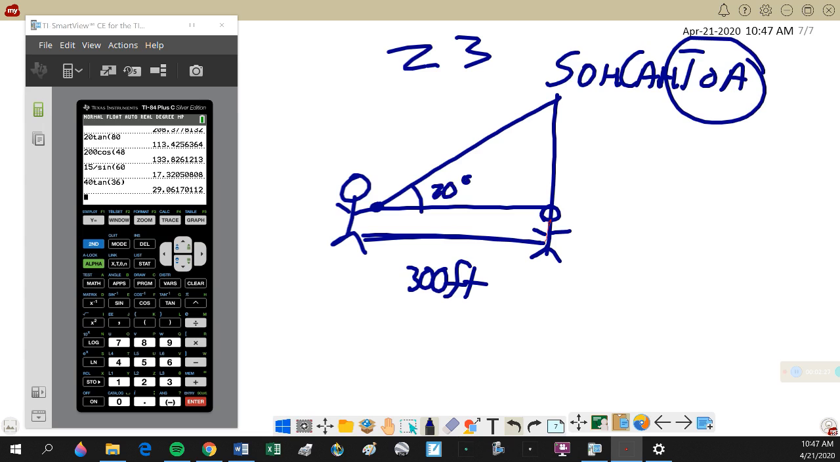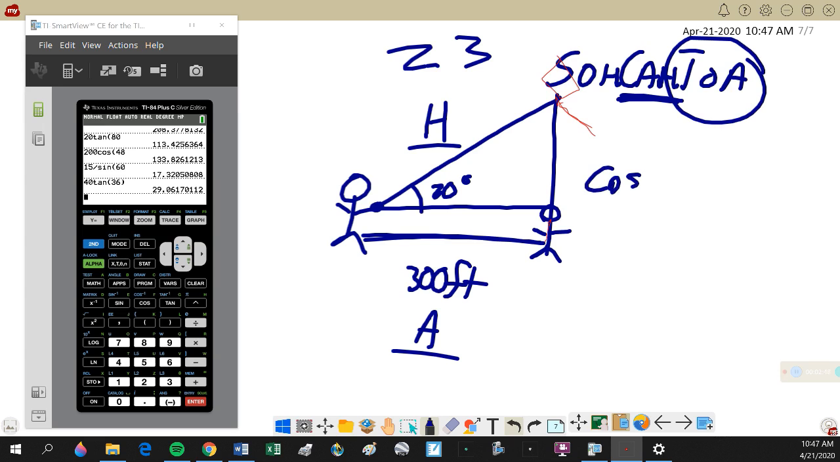So here is our kite, the tail blown in the wind. You want to know how long is the string. Well, this is adjacent and this is hypotenuse. Adjacent and hypotenuse are the cosine.